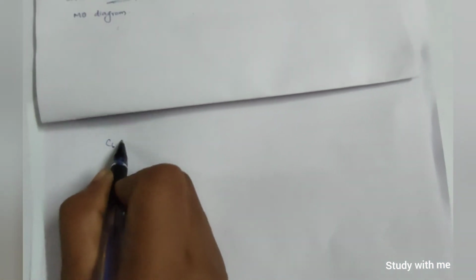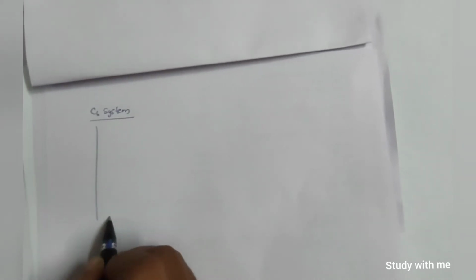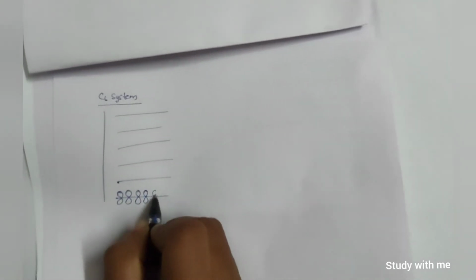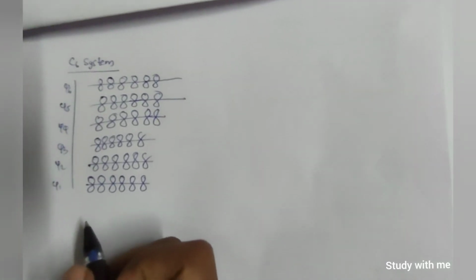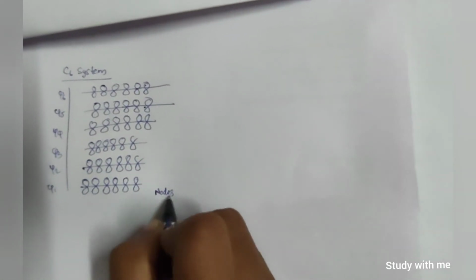In the C6 system, we have to draw 6 lines like this and draw 6 MOs for each. So here is Psi 1, Psi 2, Psi 3, Psi 4, Psi 5, Psi 6. So we have to know the nodes: 0, 1, 2, 3, 4, 5. Here no node, so all will be positive.